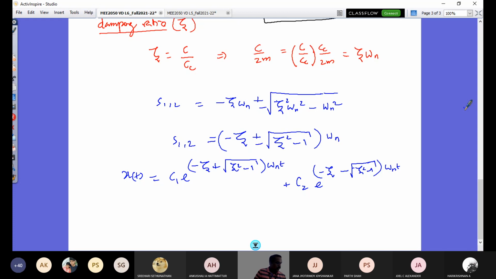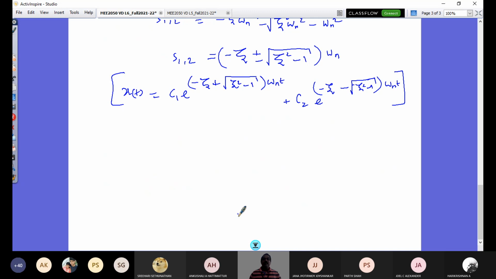We can write it like this. You can also write now, continuing with this, I can rewrite this in this way. So this is my response. So I can look at now 3 different cases based on my damping ratio value.